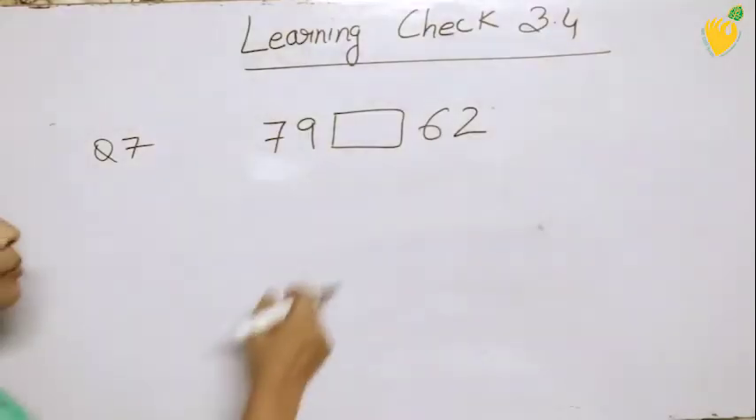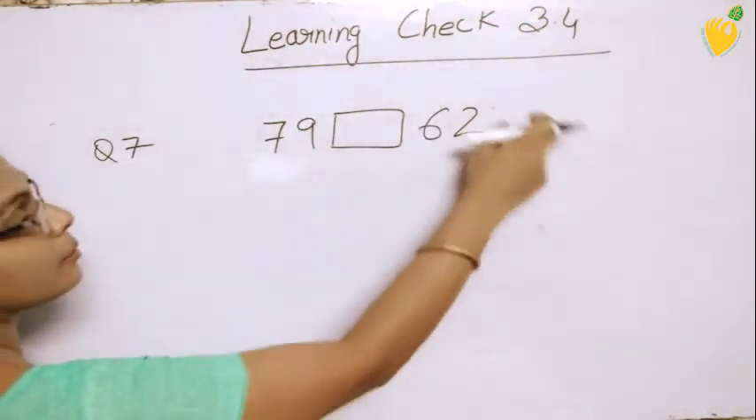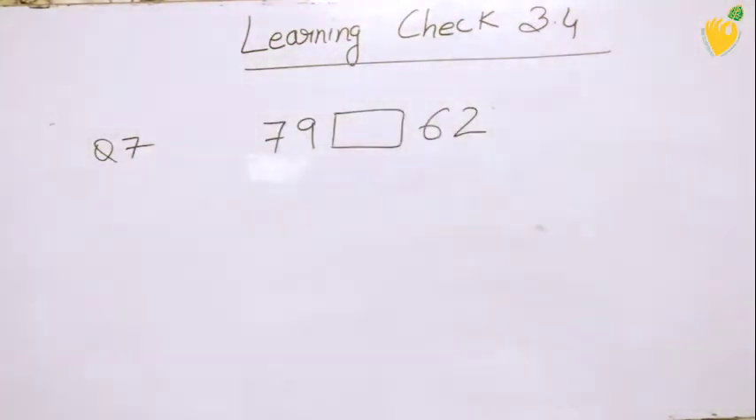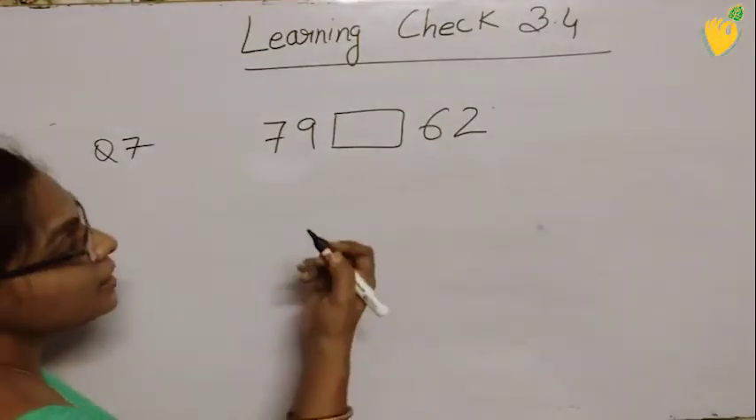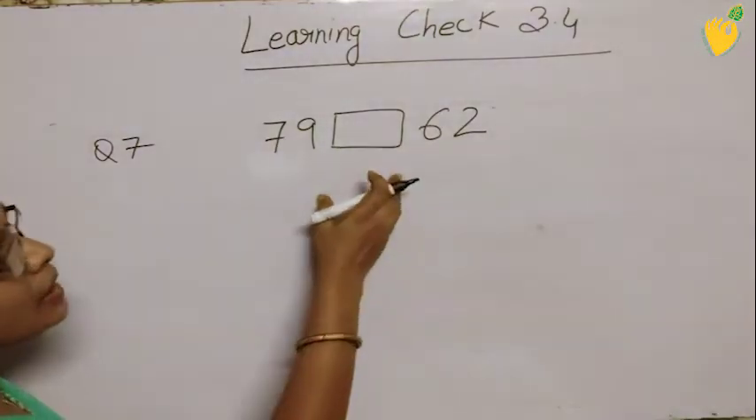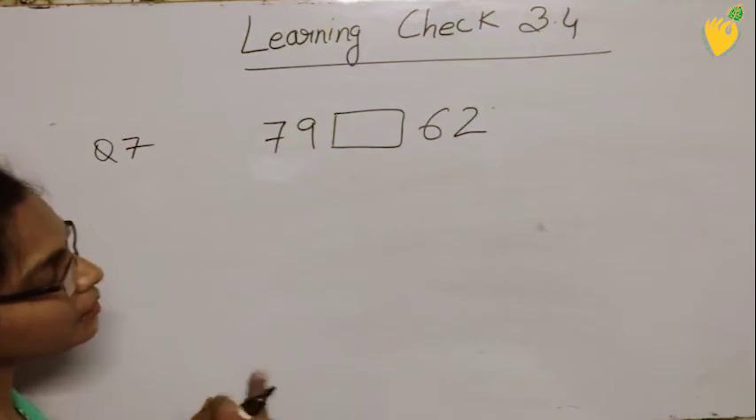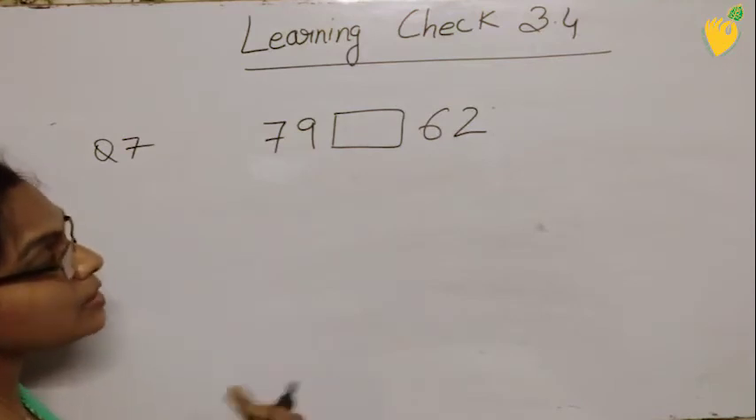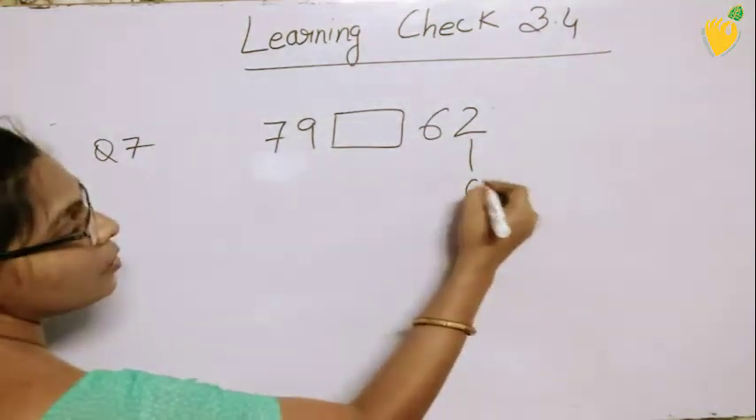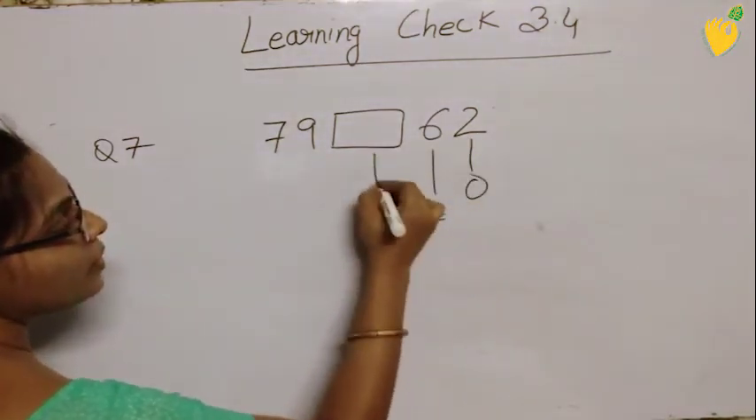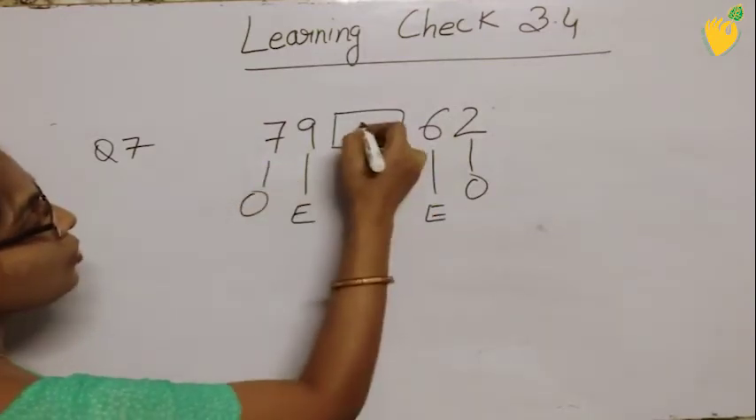See question number 7, students. By which number can you replace this box to make the resulting number divisible by 11? The divisibility rule of 11 says that the difference between the sum of the digits at odd places and the sum of the digits at even places must be 0 or a multiple of 11. So we can write odd, even, odd, even, odd.